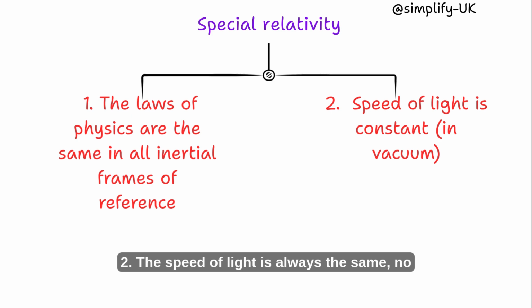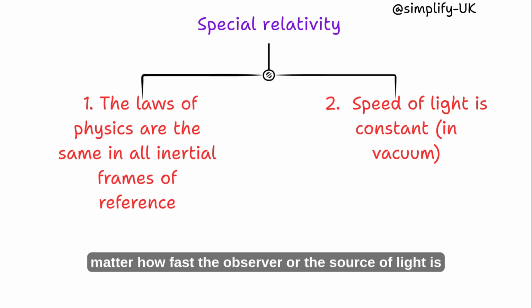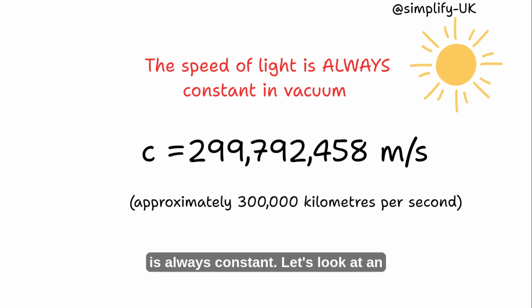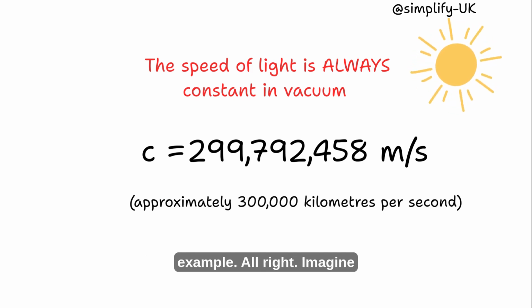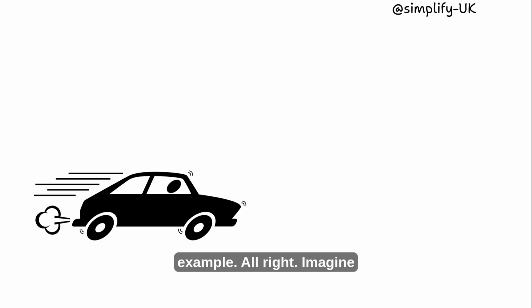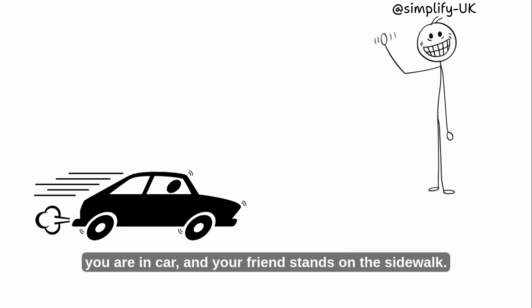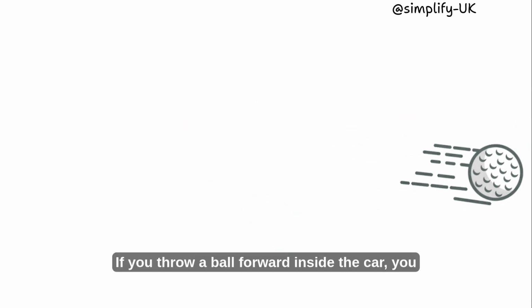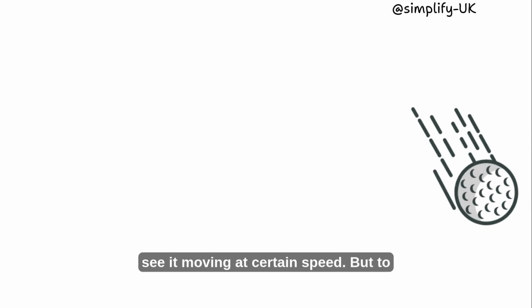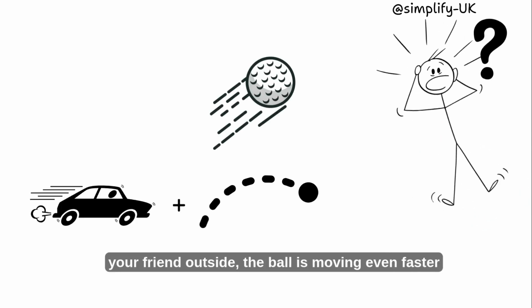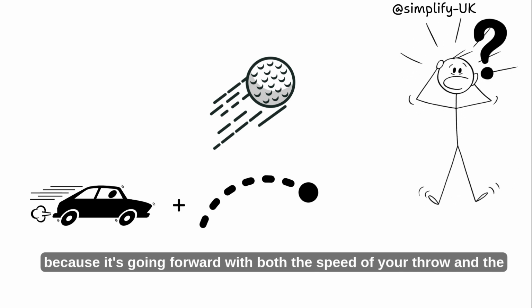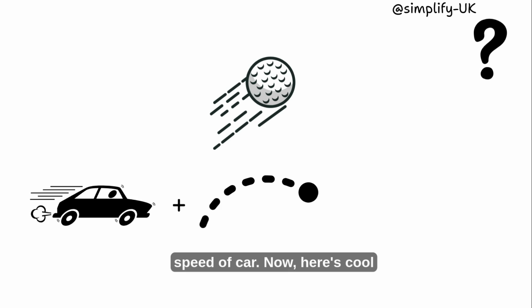The speed of light is always the same, no matter how fast the observer or the source of light is moving. Put simply, the speed of light is always constant. Let's look at an example. Imagine you are in a car, and your friend stands on the sidewalk. If you throw a ball forward inside the car, you see it moving at a certain speed. But to your friend outside, the ball is moving even faster because it's going forward with both the speed of your throw and the speed of the car.